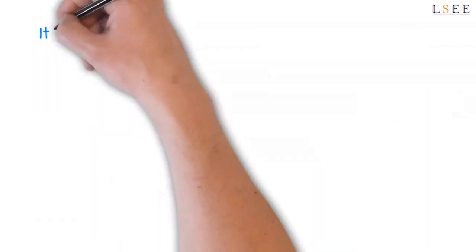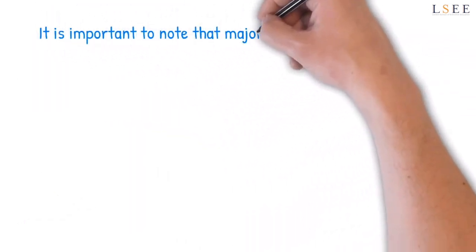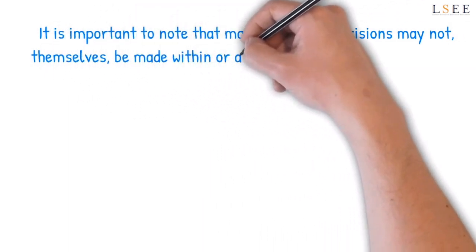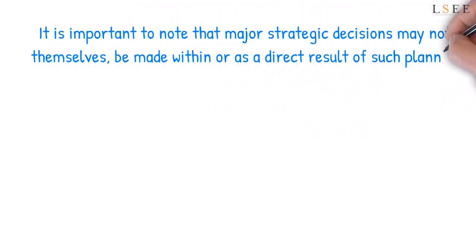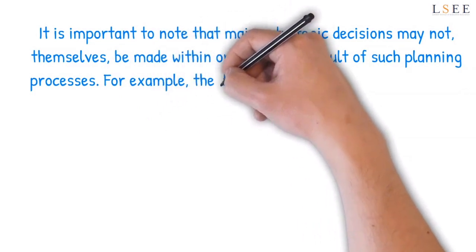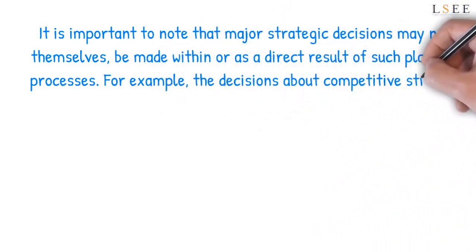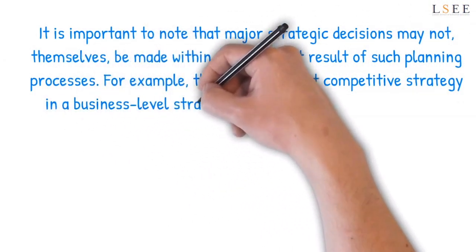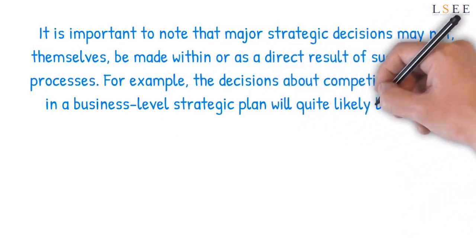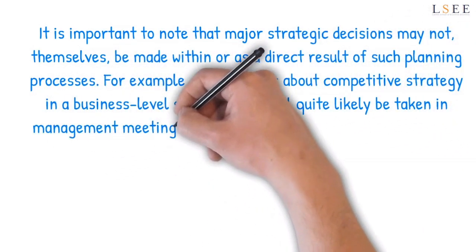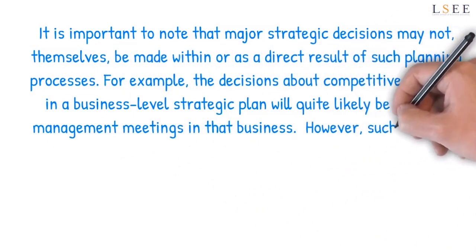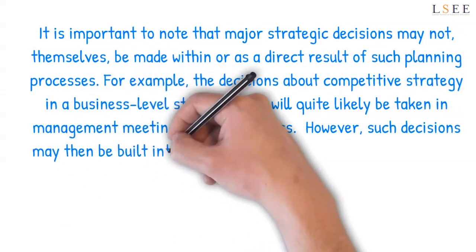It is important to note that major strategic decisions may not, themselves, be made within or as a direct result of such planning processes. For example, the decisions about competitive strategy in a business-level strategic plan will quite likely be taken in management meetings in that business. However, such decisions may then be built into the formal plan.